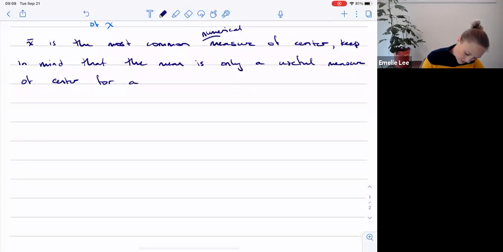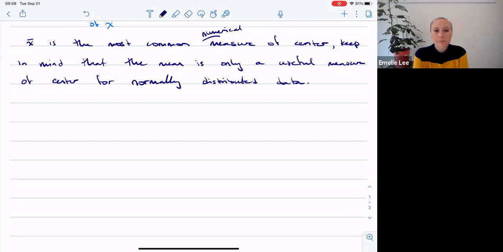For a normal distribution, or for normally distributed data, let's say that. Okay. Are there non-numerical measures of center? No.